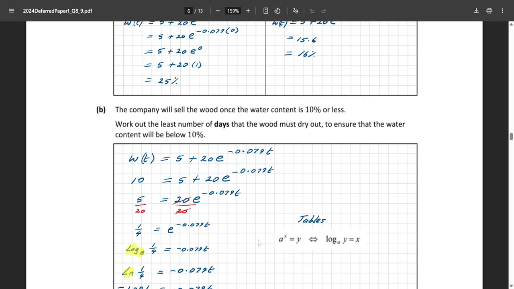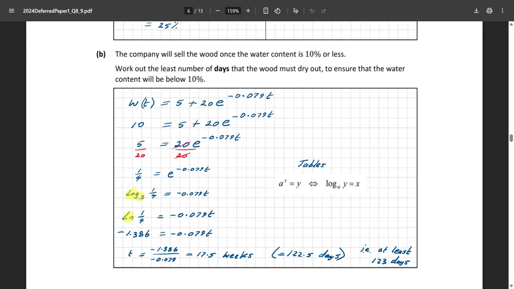Now at this stage the tables help us. We need to be able to go from powers to logs fairly fluently. So if you apply this formula here from your tables, in the log section of your tables, you'll see that you can rewrite this as the log to the base e of a quarter. So basically logs are powers backwards. So when you go backwards, the log of a quarter is that number up there, minus 0.079 to the power of t.